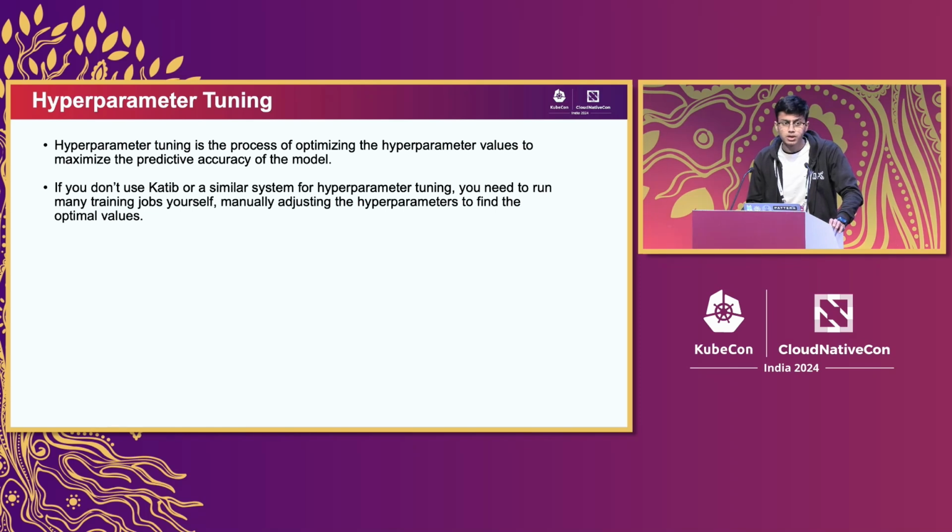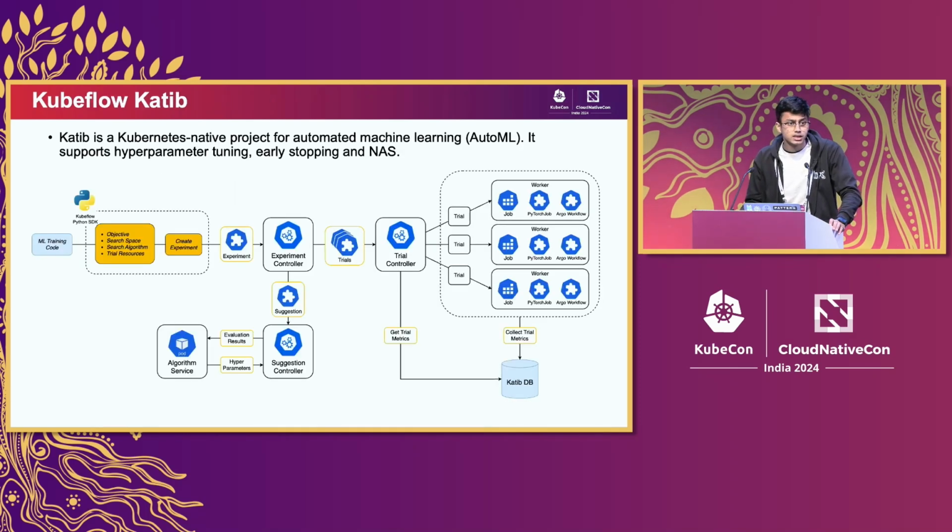So that's where Katib comes into play. Katib is a core component of Kubeflow for automated machine learning, or as we call it, AutoML. It supports hyperparameter tuning, early stopping, and neural architecture search. So here's the architecture diagram.